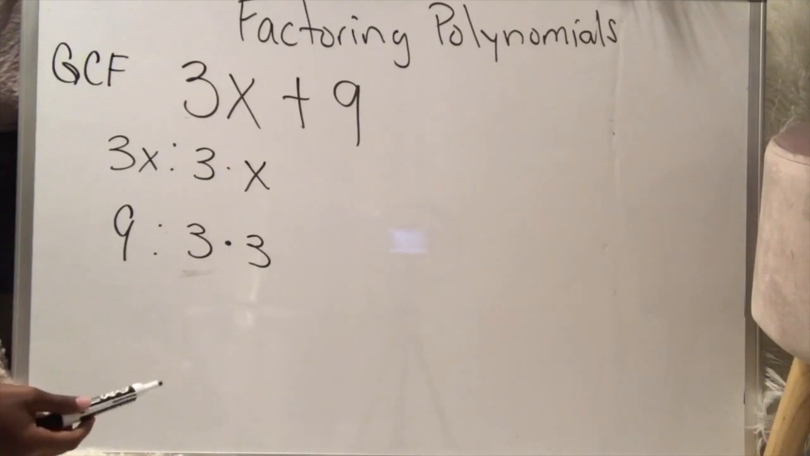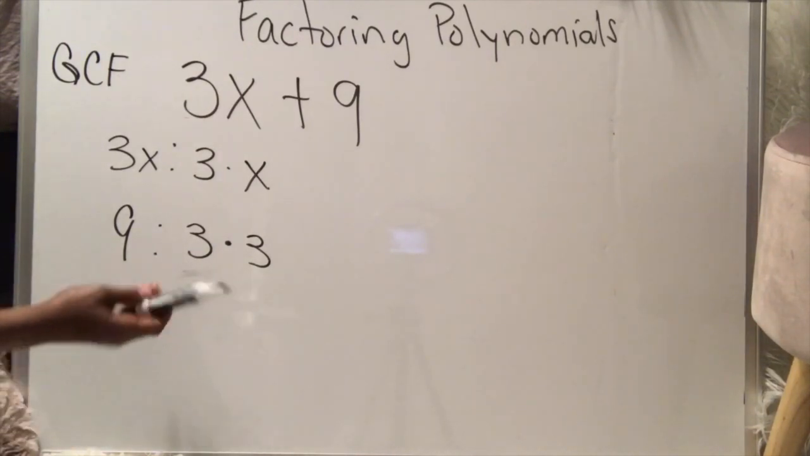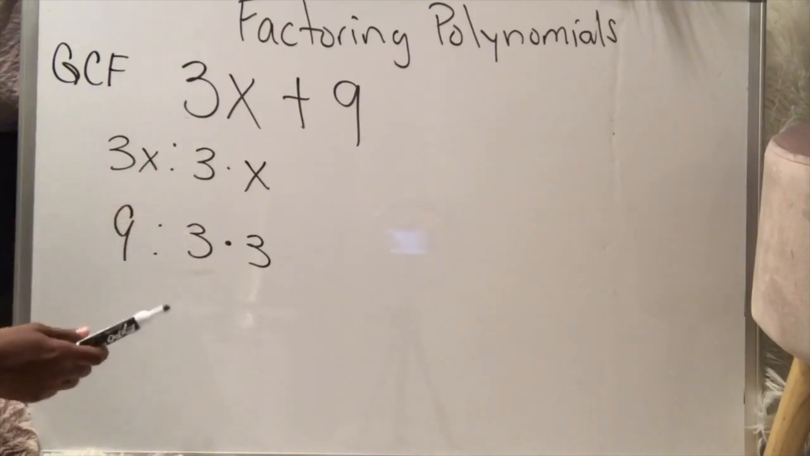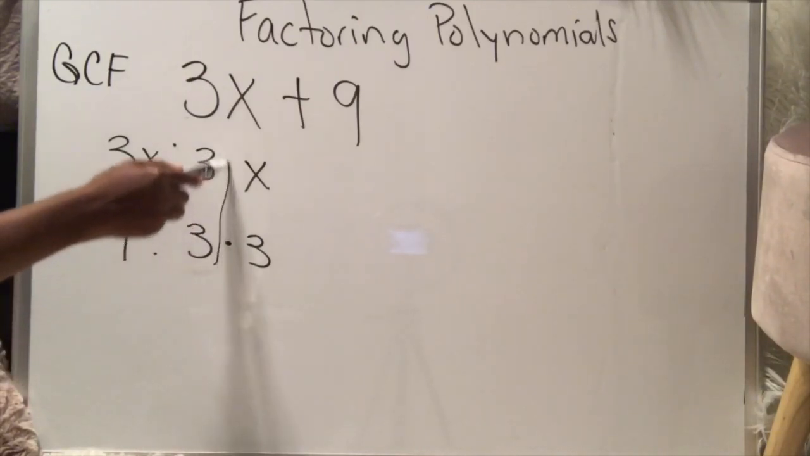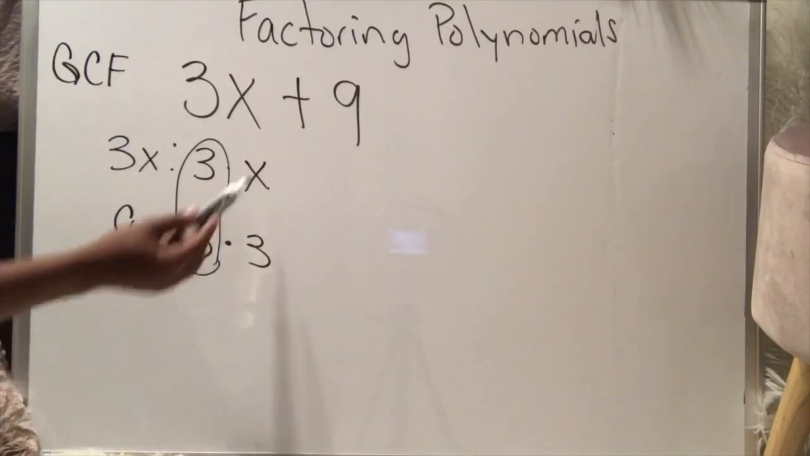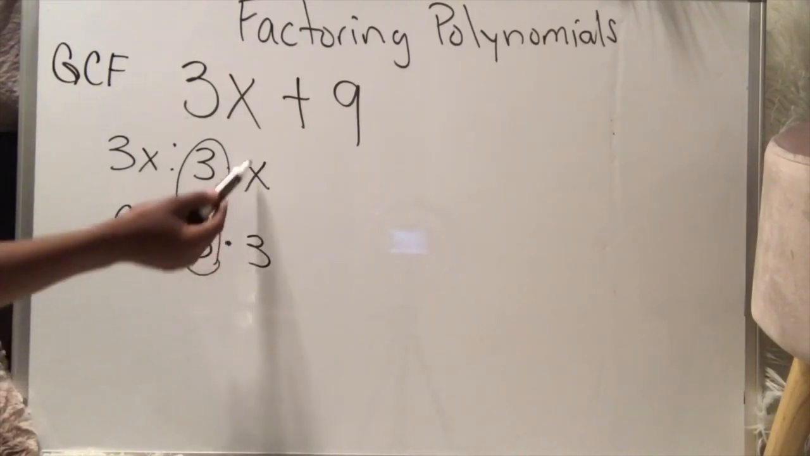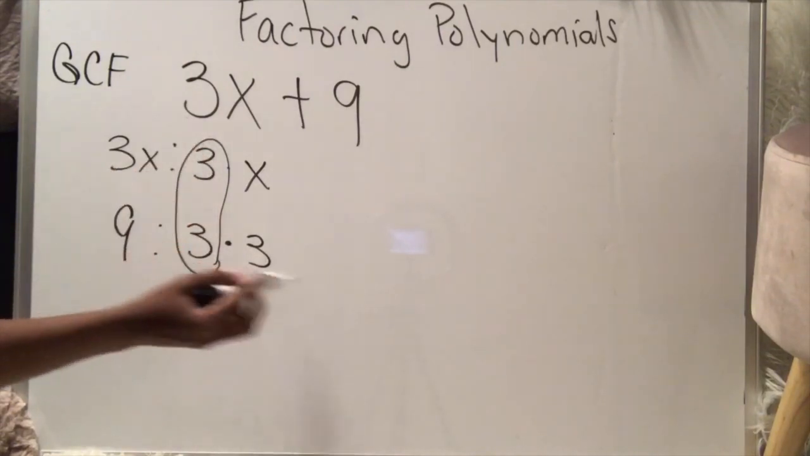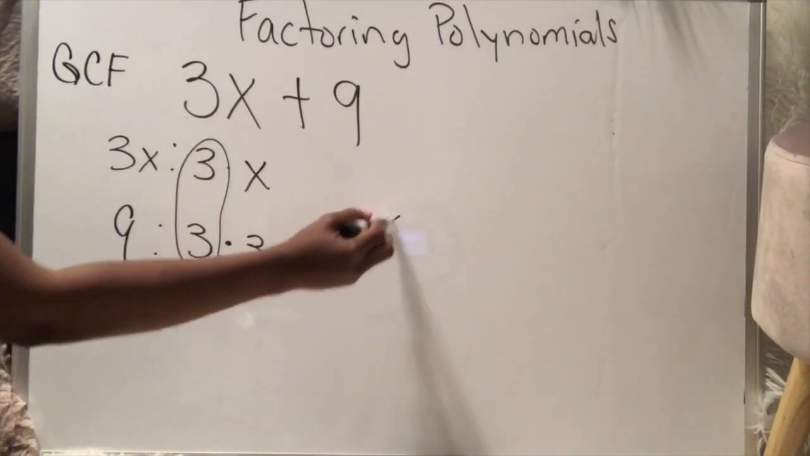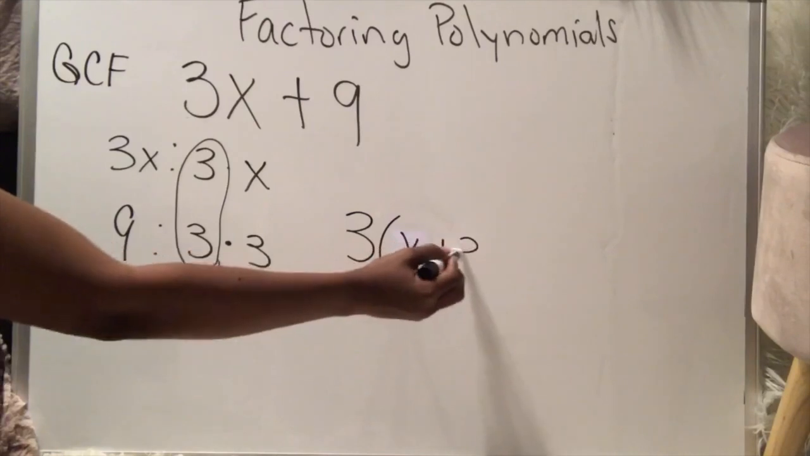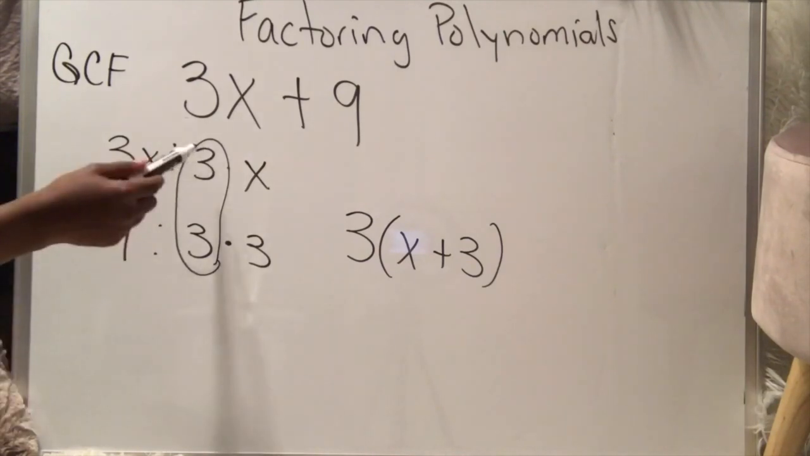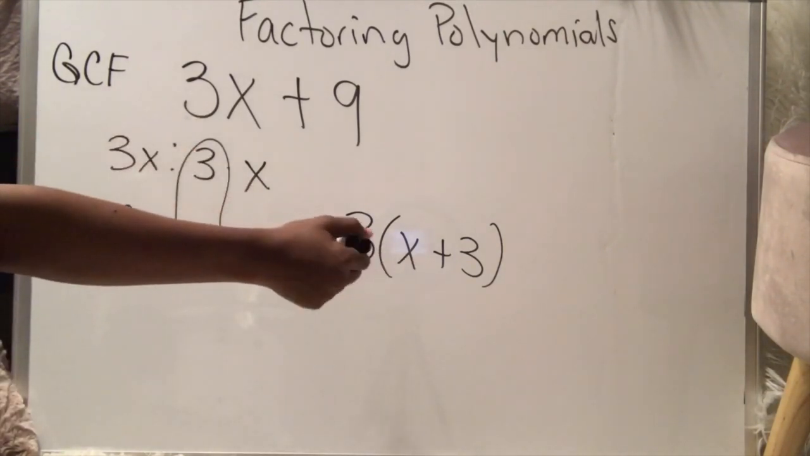So now that we do that, we have to look and see, do we have anything that is common in both of these terms? And we do. We have one set of 3's, and we have x and a 3 left over. What's left over goes in your parentheses, and what you have in common, you only write once. So we will write 3 times x plus 3. Okay? And that is how you get your factoring.